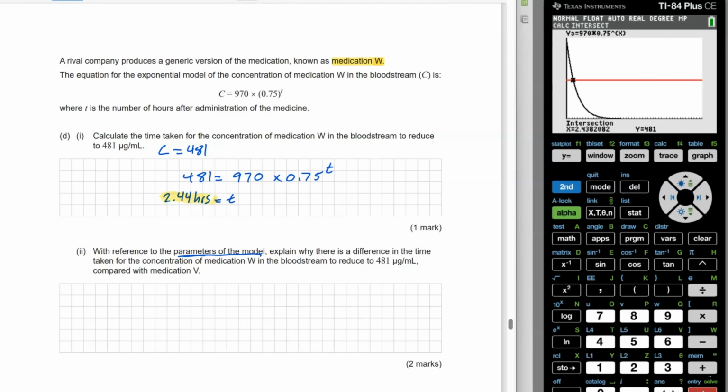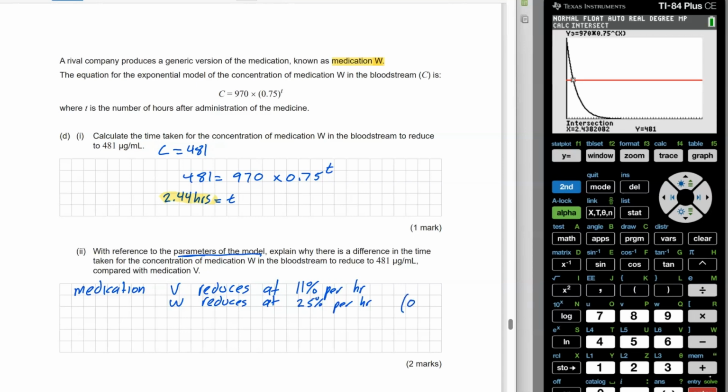So you're going to be comparing your decay rates here. So you could start off by saying medication V, which is our first one, reduces at 11% per hour. So we did that calculation earlier. And W reduces at, and what was that? This one looks like 25% per hour.